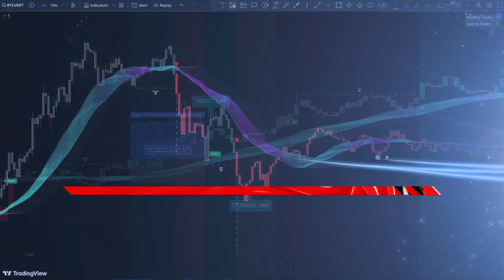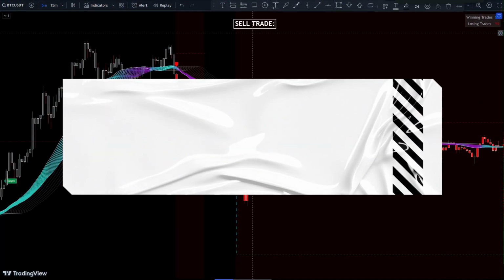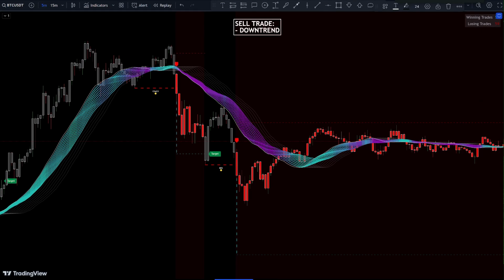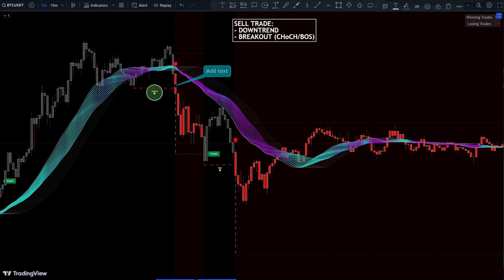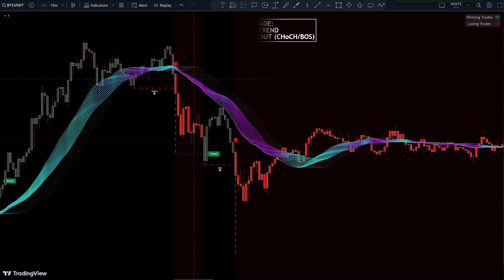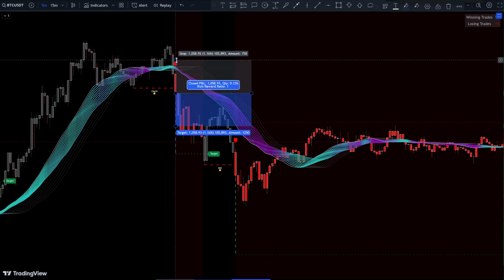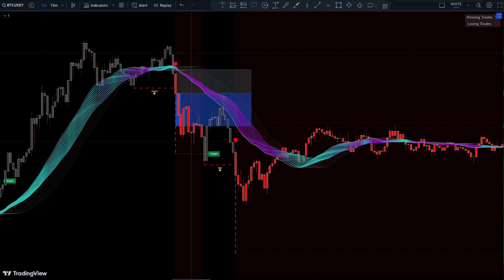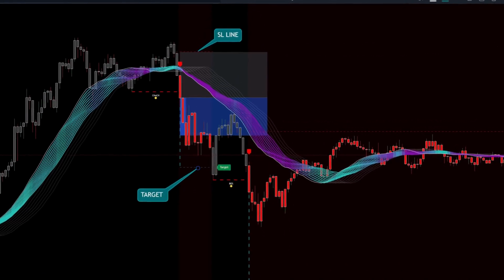When the market is trending downward, the price candles will be below the double ribbon indicator. This is your cue to focus on selling opportunities. You're looking for a bearish breakout below the BOS or CHOCH levels. A breakdown below these levels is a strong sell signal. It indicates that the downward momentum is gaining strength. Once you identify this bearish breakout, you can enter a short position expecting the price to continue falling. To manage risk, set your stop loss slightly above the SL line. This will protect your position from potential upward price movements. Your take profit target should be set at the TP line.